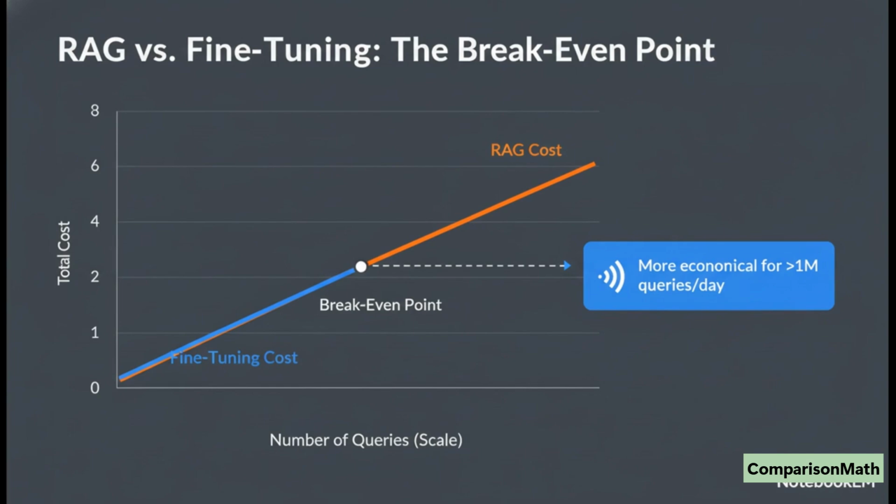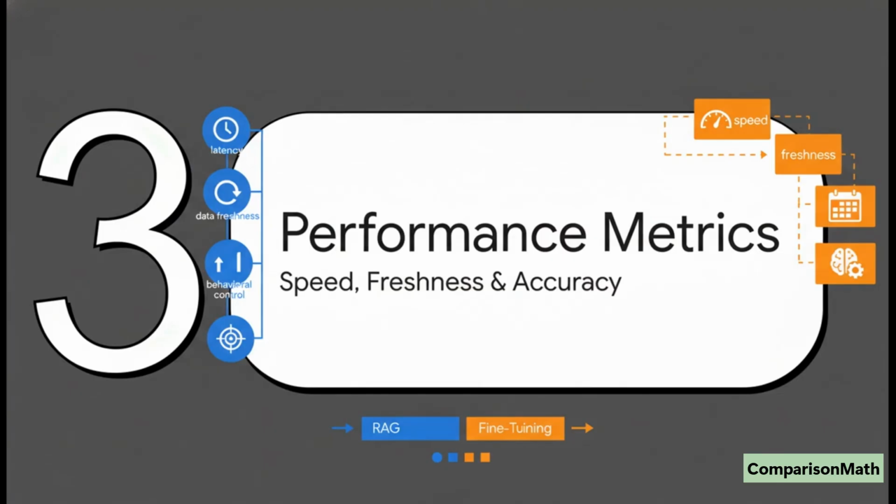The math here is actually really simple. If you're running an application with massive traffic, and we're defining that as over 1 million queries a day, the money you save on tokens with fine-tuning will absolutely make it the cheaper option in the long run, even with that big initial investment. Okay, so cost is just one piece of the puzzle.